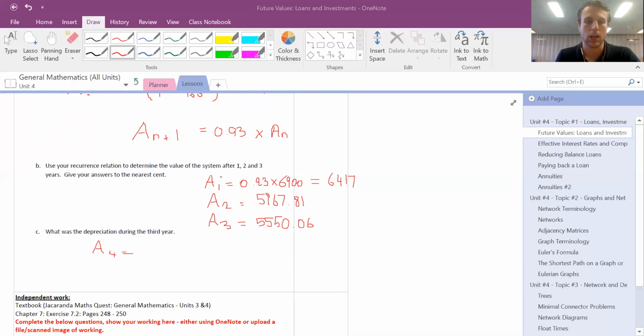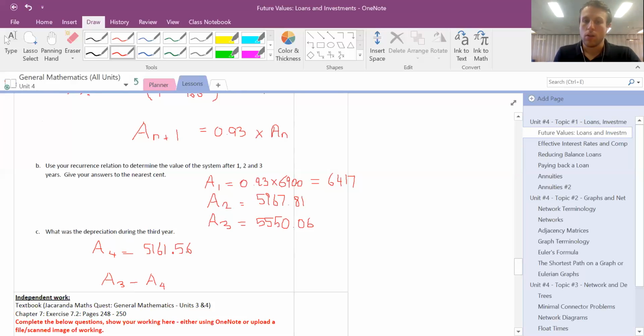5,550.06, and we would times that by our 0.93, which is the 7% depreciation. We would end up with 5,161.56, giving us our new amount, not the amount that it's depreciated by. It has gone from 5,550.06 down to 5,161.56. So our depreciation is the difference between those two values. So we can do A3 minus A4, which will give us the difference between those two values.